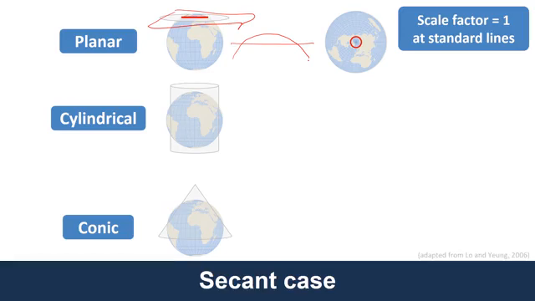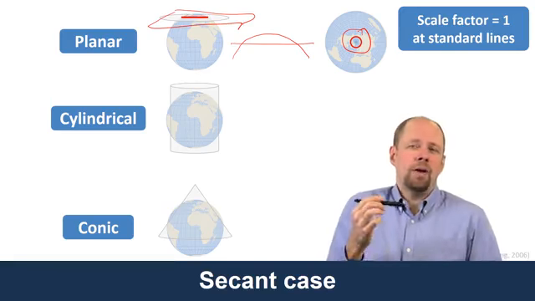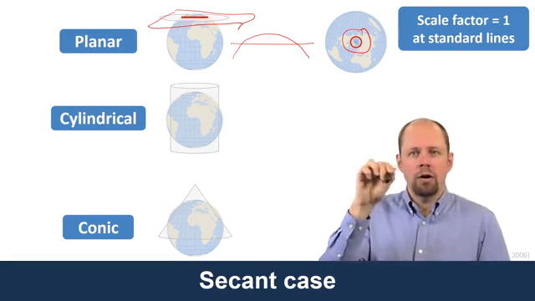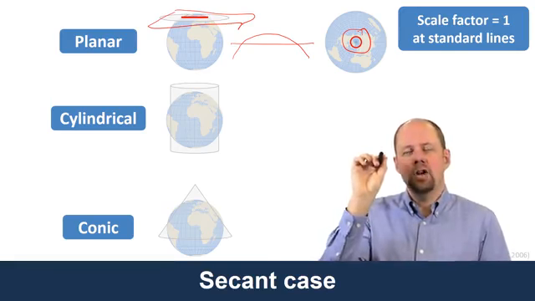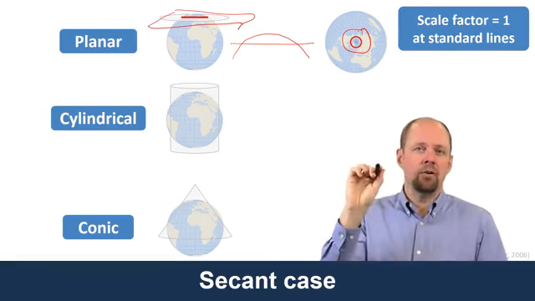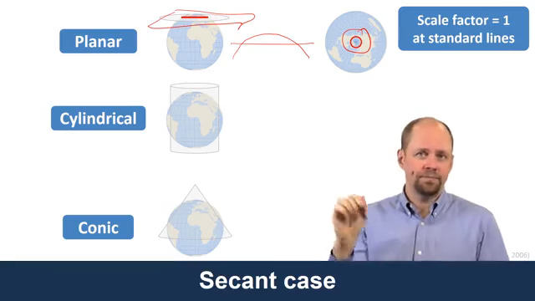Now, what this has the result of doing is that before, with the planar projection, you just had the sheet of paper touching at a point. Now that we have it with a secant case where it's cutting through, that point has become a line. And what does that mean? Well, if we have a line, that means that there's a larger area of our map that has no distortion because that's where the standard line is now. We've gone from a point to a line.